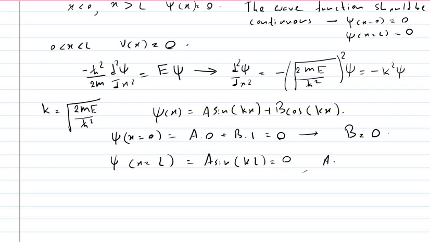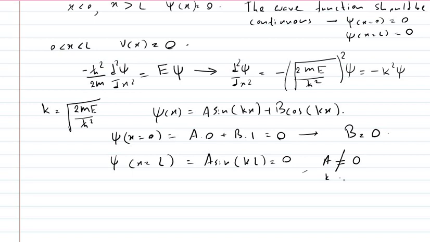Now, what happens when A is equal to 0? In this case, the whole wave function becomes 0, which means between minus infinity and plus infinity, there is no particle at all, which means this is not a feasible solution.